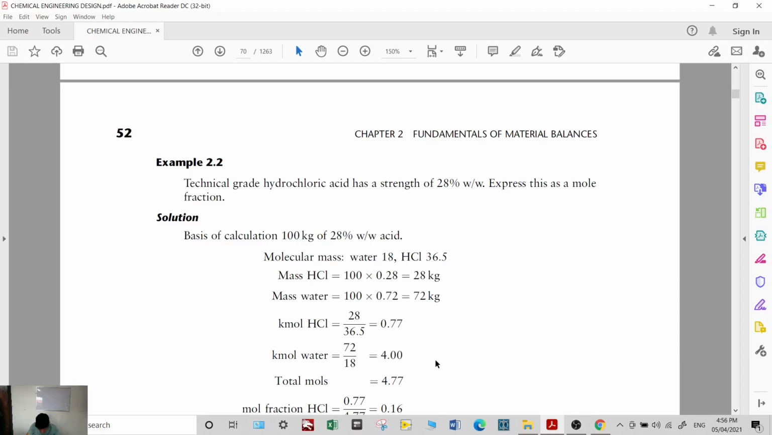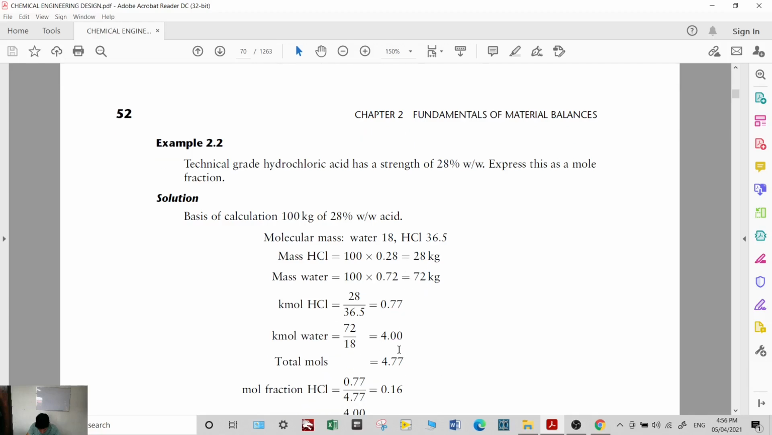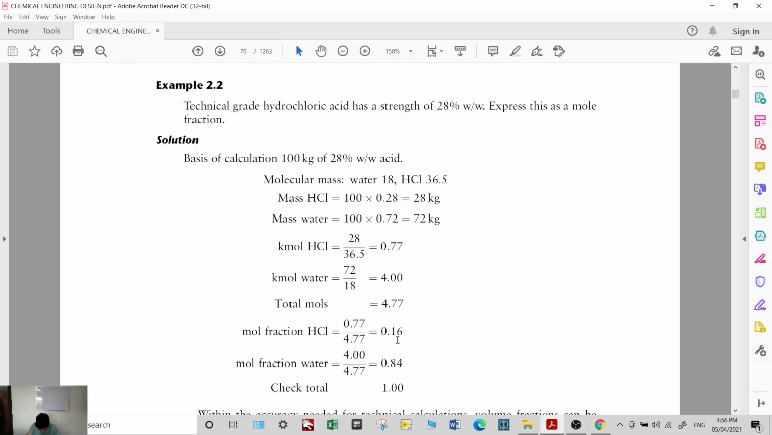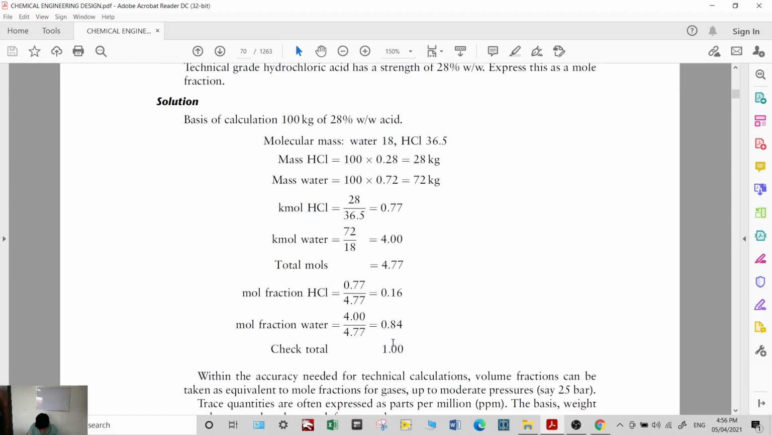So adding these, you will get the total number of moles, which is 4.77. And then you divide 0.77 by 4.77, you get 0.16, and 4 by 4.77 gives 0.84. So this is now the mole fraction.